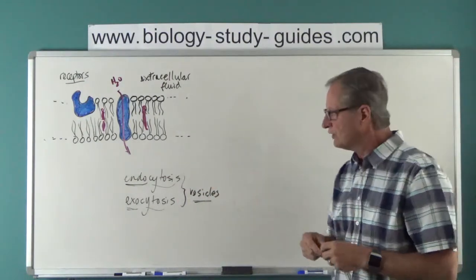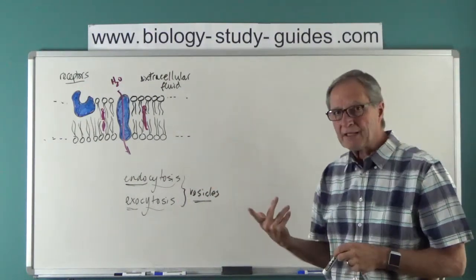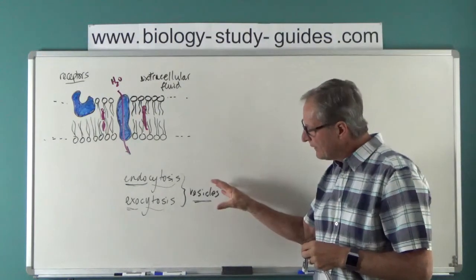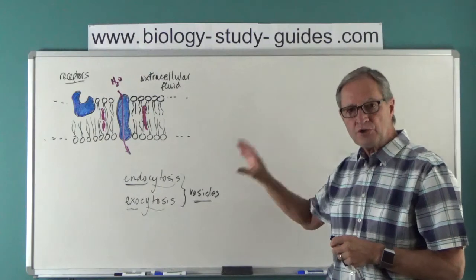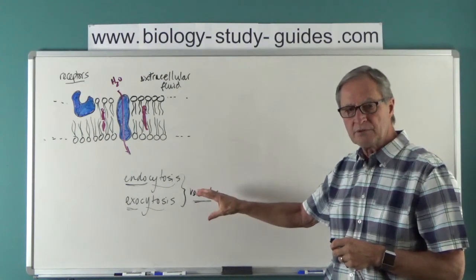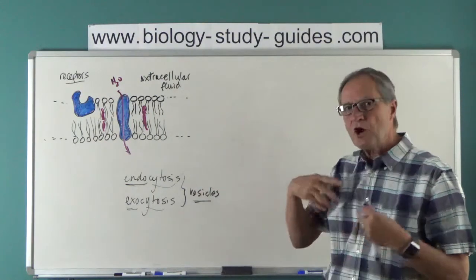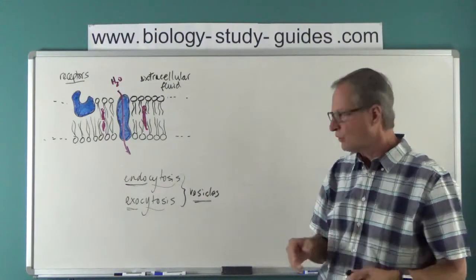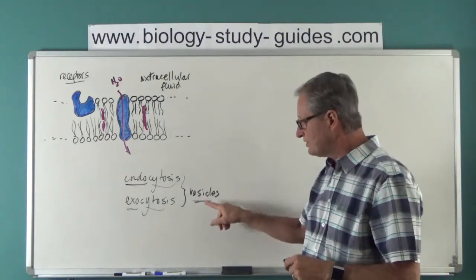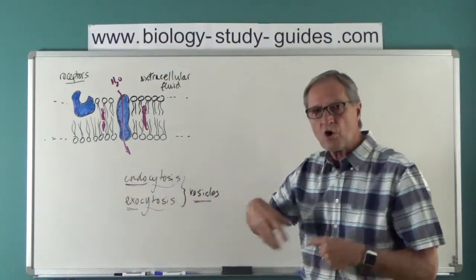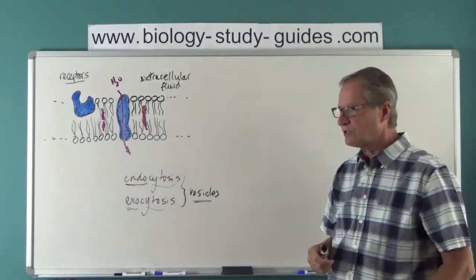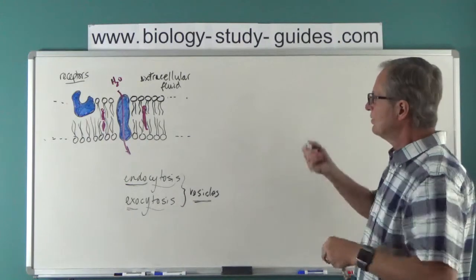So I'm going to show you what that looks like. But before I do that, this topic only works for eukaryotic cells. Prokaryotic cells do not have membrane-bound organelles of any sort, and that includes vesicles. So this type of process only works with eukaryotic cells. So let's look at endocytosis.